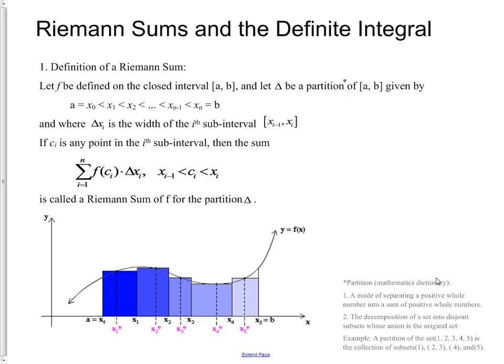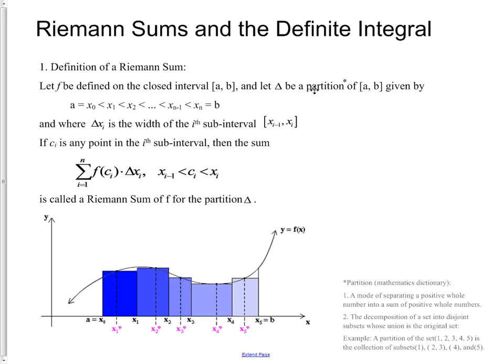Well, we need to define a couple of things. First of all, we're going to let f be defined on a closed interval from A to B, and let delta be a partition of that interval from A to B. A partition, by the way, is the decomposition of a set into subsets whose union is the original set. So in other words, we're looking at separating our interval from A to B into subsets, into groups. We would think of these as the way we separated our rectangles here.